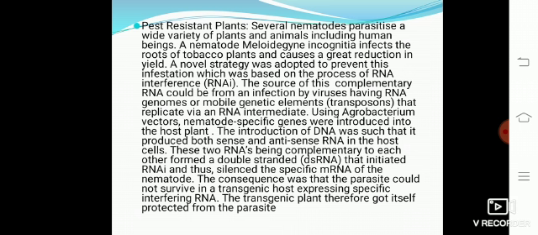Now we have to discuss the pest resistant plant. The nematode Meloidogyne incognita affects the root of tobacco plant and causes great losses in yield. One technique, RNA interference, is the process on which a strategy has been developed to prevent the infestation.